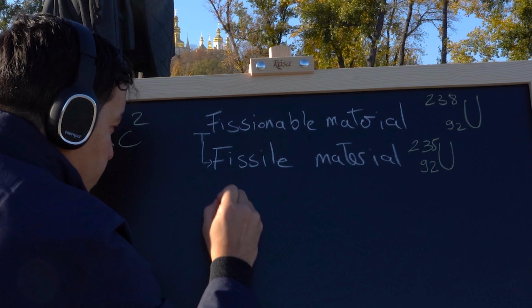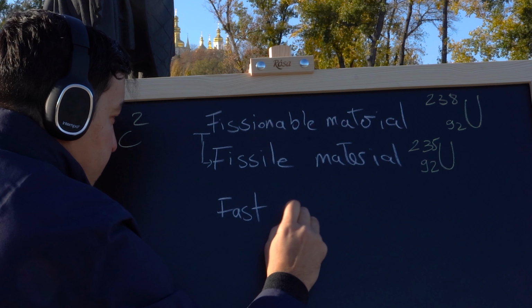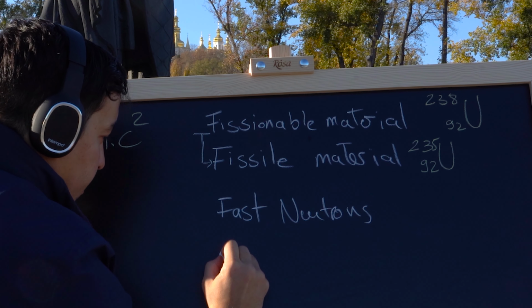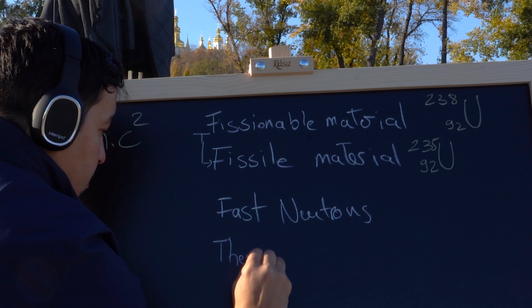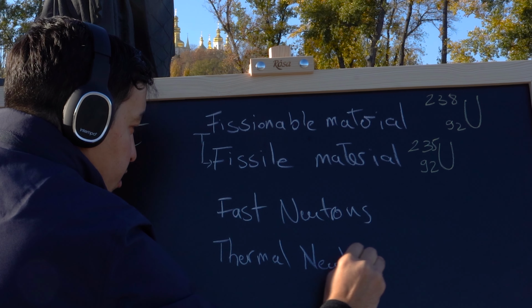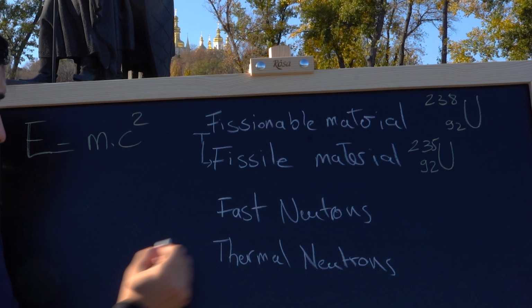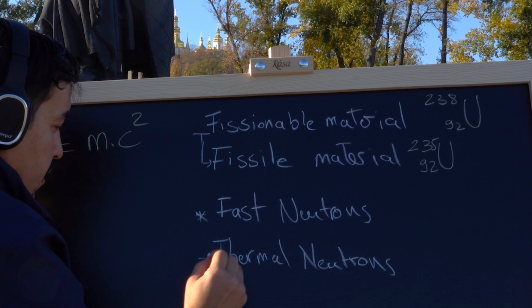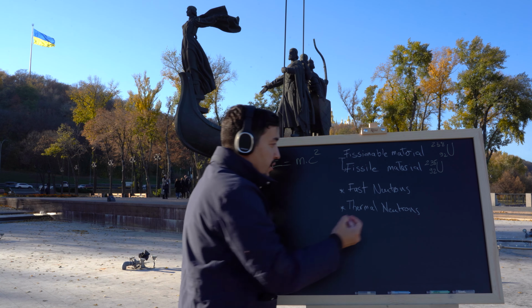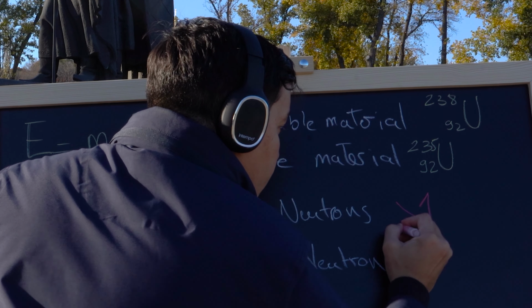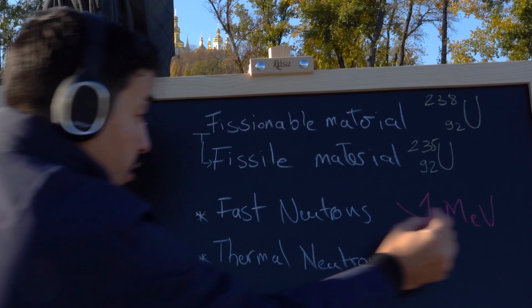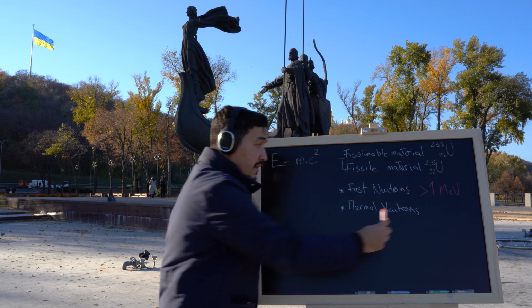You have fast neutrons, and I will call them thermal neutrons that are slow. You'll see the energy that they carry. So there is this one and there is this one. The energy that the fast neutron will carry will be higher than 1 mega electronvolt. You have a mega, which is 10 to the power 6, that's like a million, right?